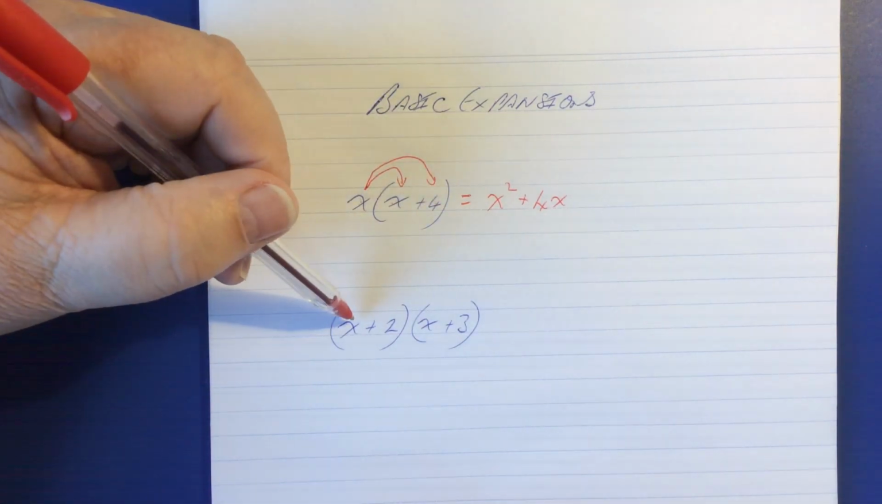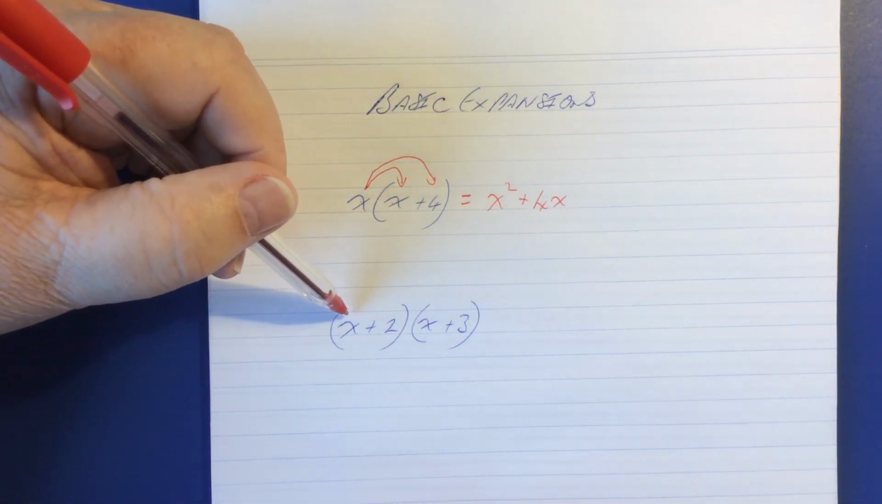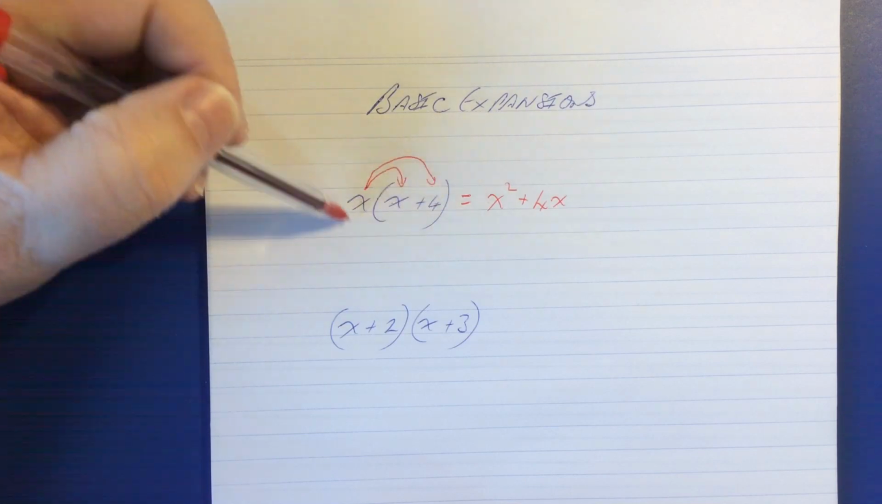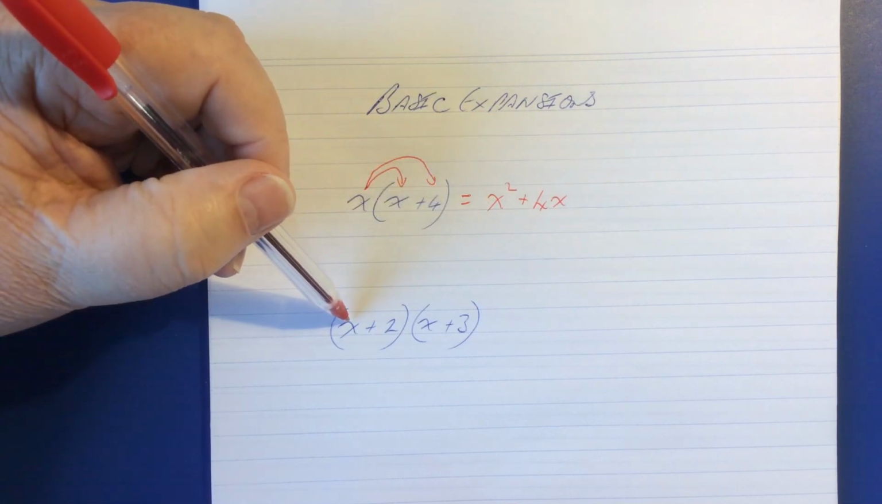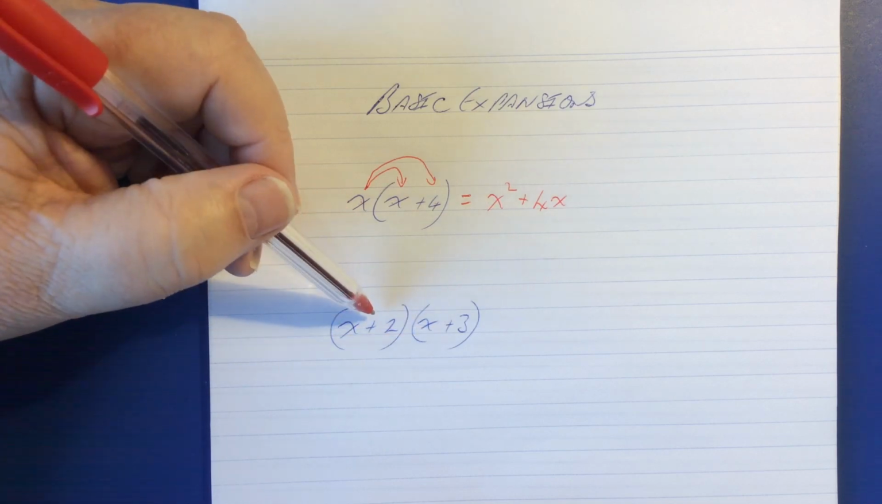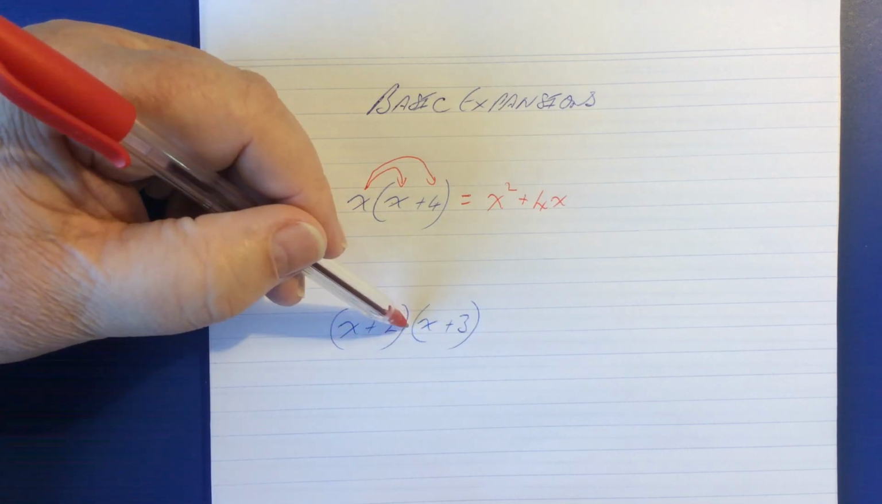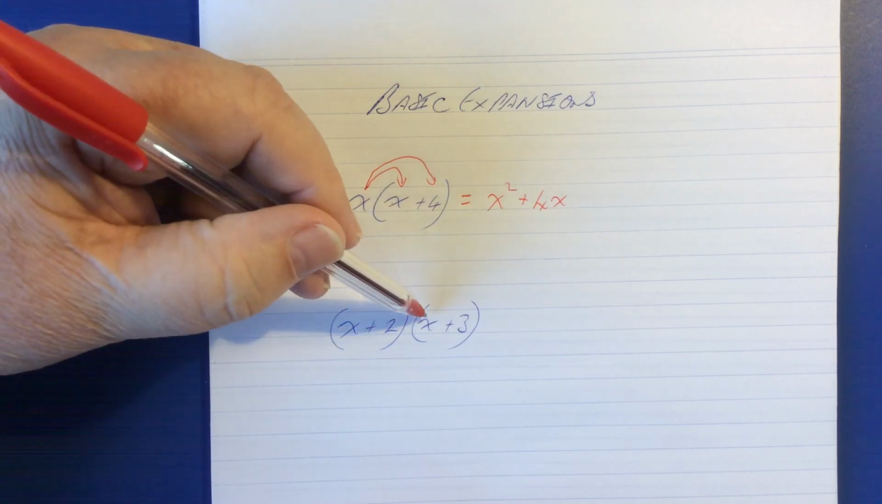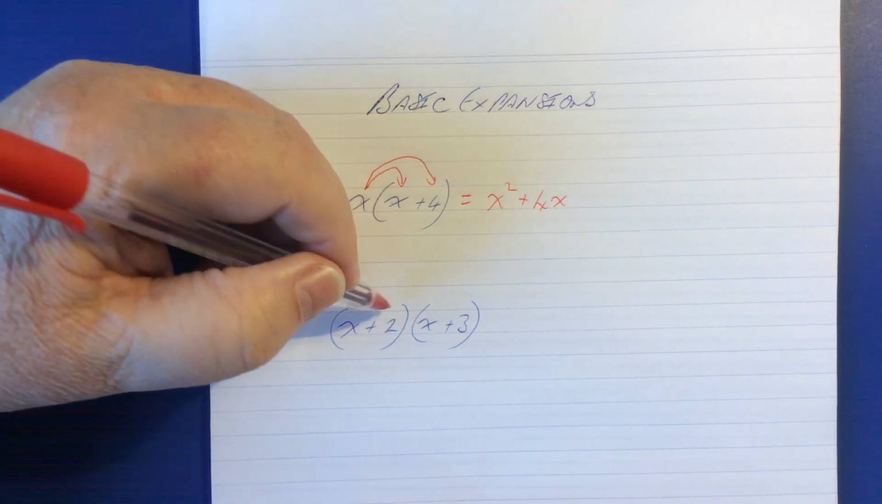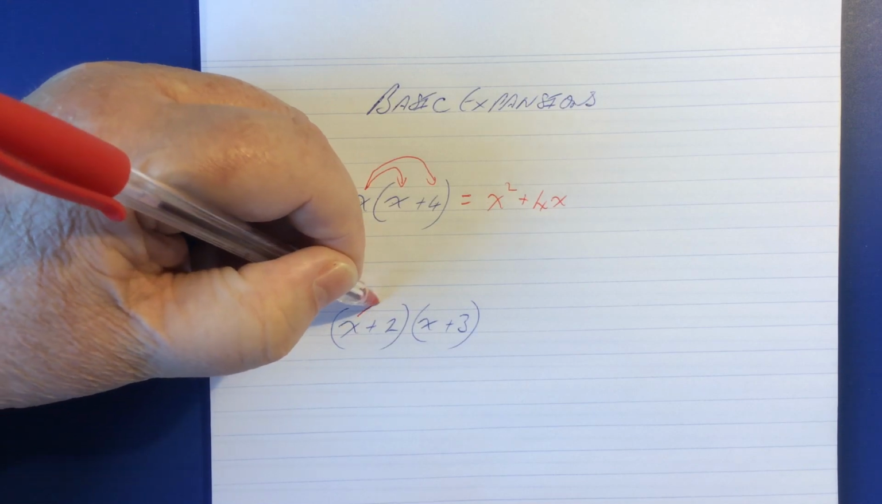And what we've got here is another form of quadratic. This is a quadratic. And we have two brackets. So what do we do? Well, there's no sign between these brackets, so it means that we multiply everything in this bracket by everything in this bracket. So how do we do that in a consistent way?